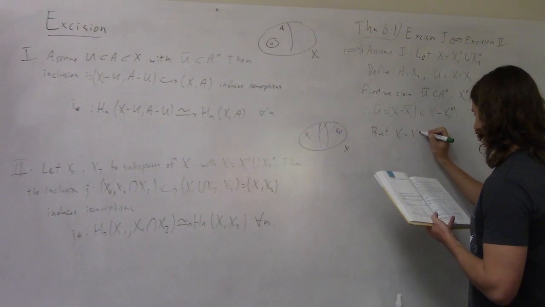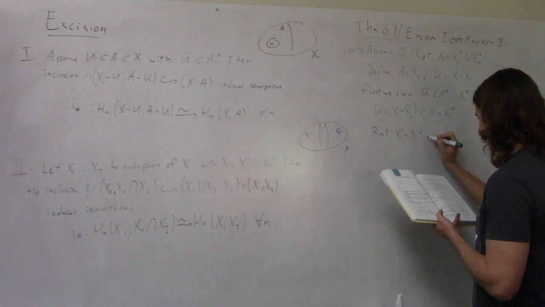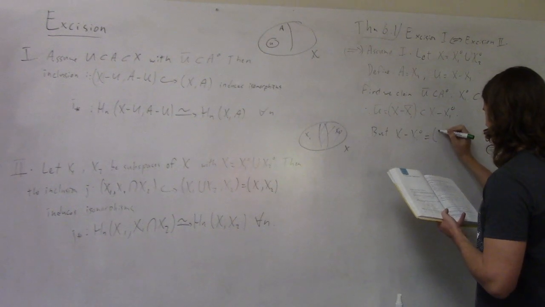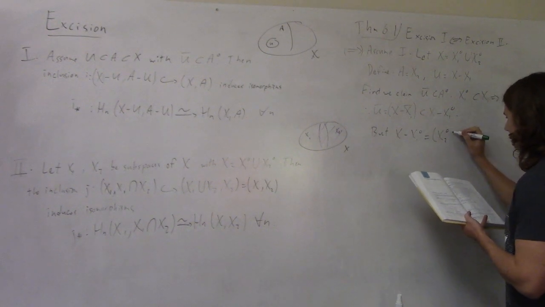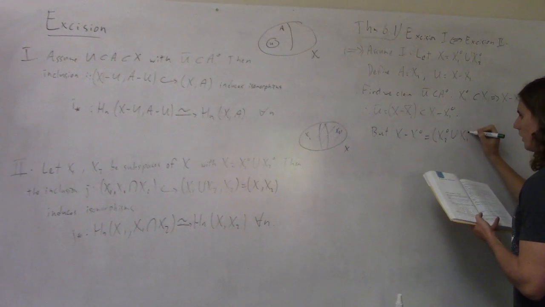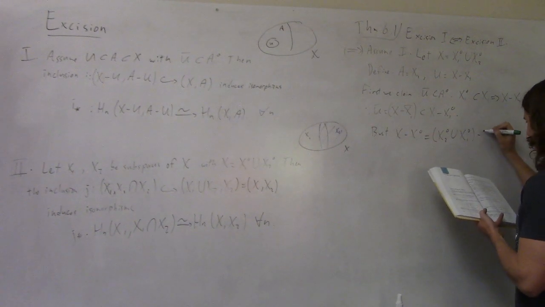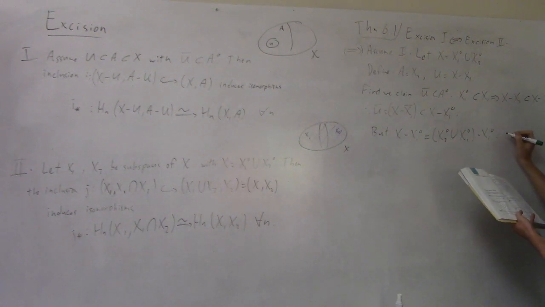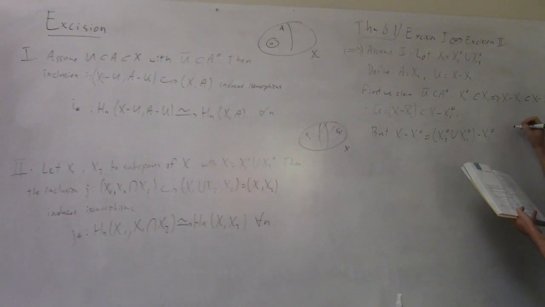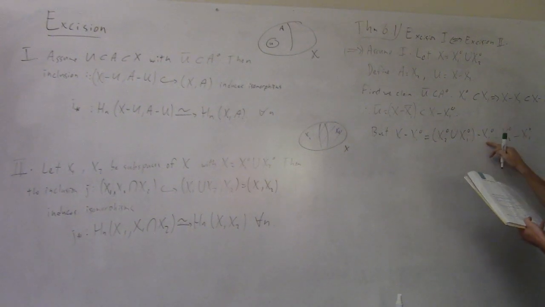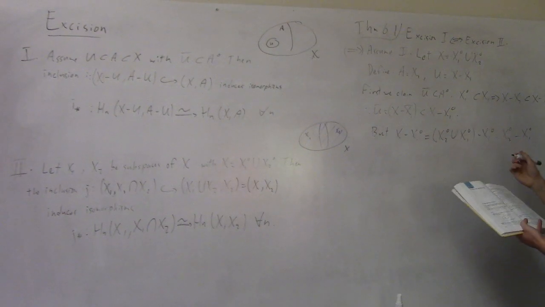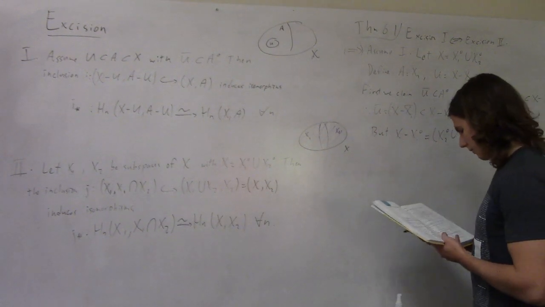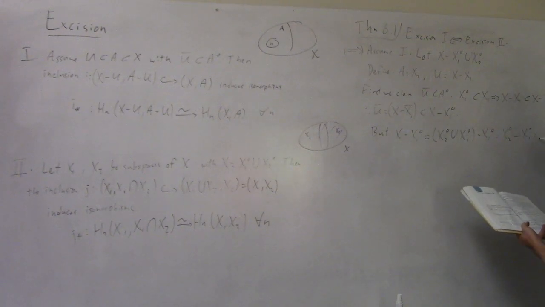But x minus x1 or interior is equal to interior of x2 union interior of x1. That's x. Right. Minus interior of x1, which is equal to interior of x2 minus interior of x1, because the complement gets rid of the union right there, which is equal to the interior of A.